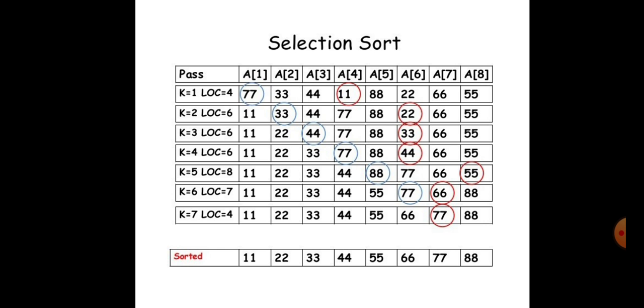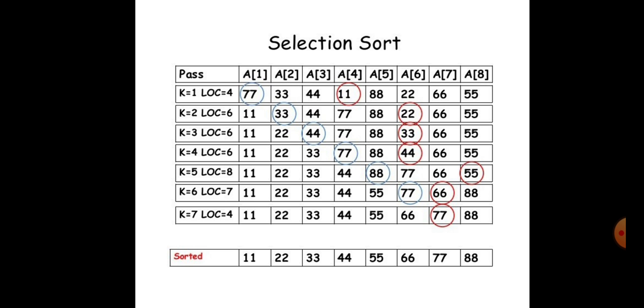Now in the second pass, k is equal to 2, location is equal to 6. Because in the unsorted array, 22 is the next minimum element and its position is 6. So location is equal to 6 and we have to shift the 22 to the 33 position. Like that, we have to shift the minimum element from the unsorted array to the sorted array. If the elements are in the correct position, there is no need to shift.